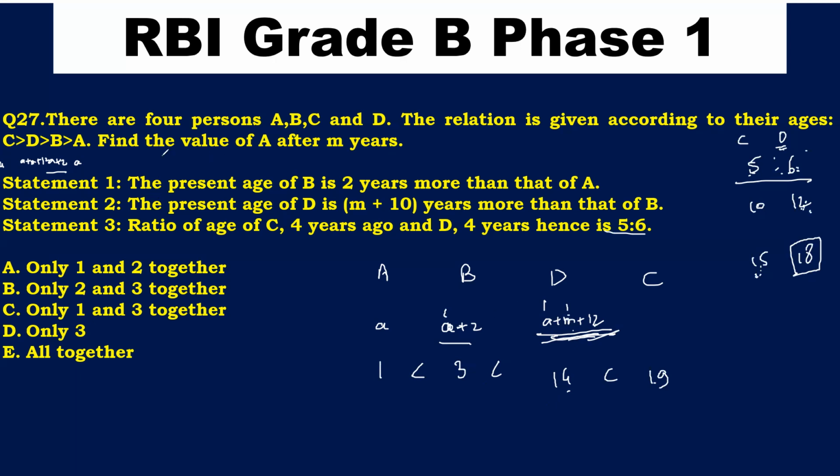So you can find the value of A after M years, 1 plus 1, 2, by using all statements together.